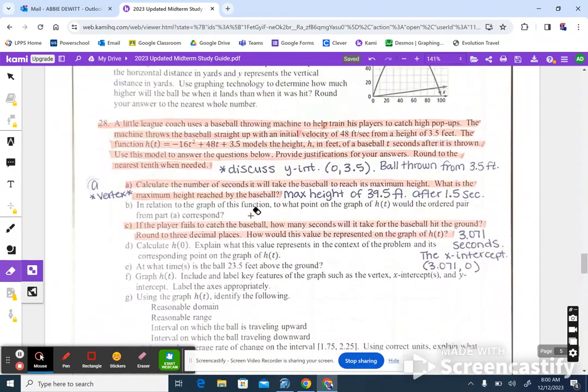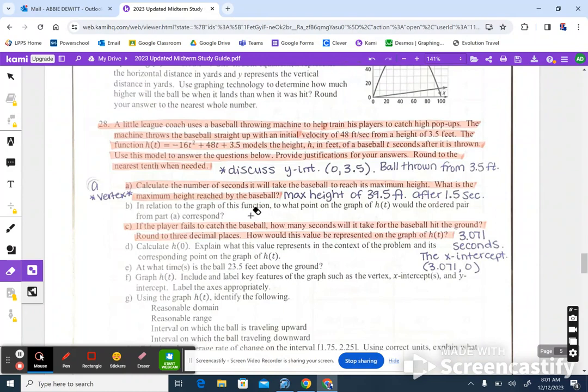And the last one, number 28, use Desmos. So this is talking about a little league coach that uses a baseball throwing machine to help train his players to catch high pop-ups. The machine throws the baseball straight up with an initial velocity of 48 feet per second from a height of 3.5 feet. The function, and it gives you this function right here, models the height in feet of the baseball after t seconds that it's thrown. So we're going to use that model. Okay, so go to Desmos.